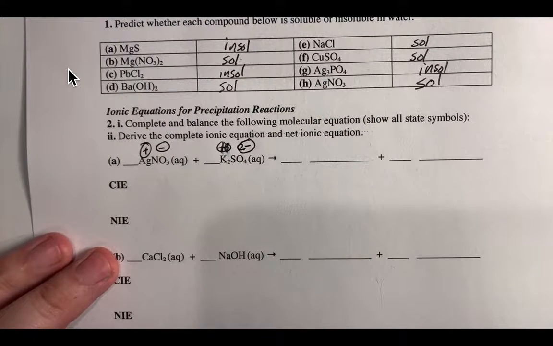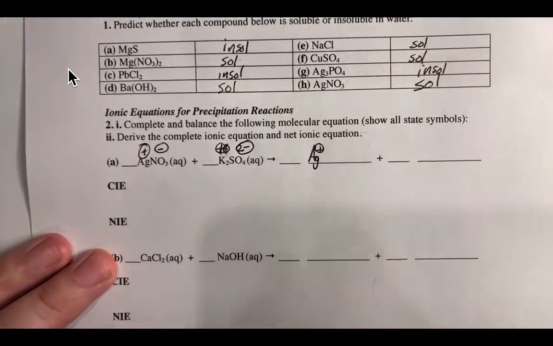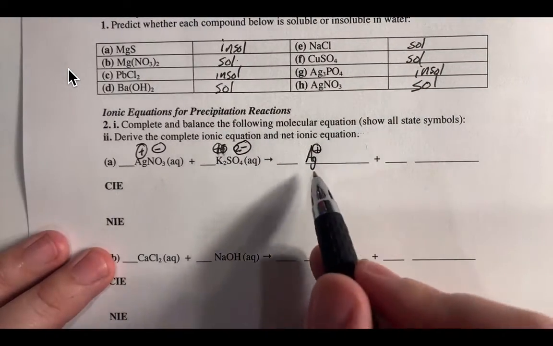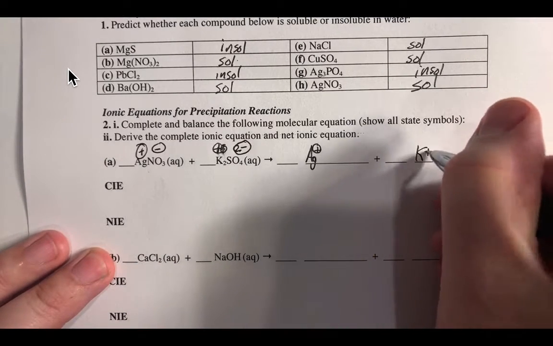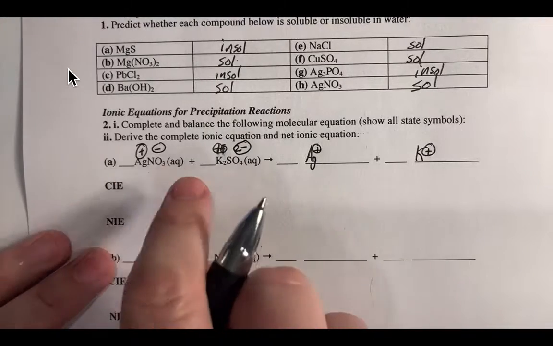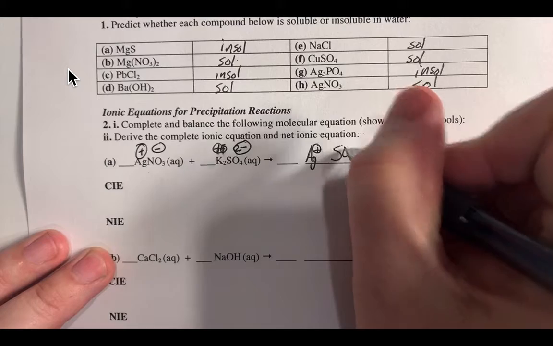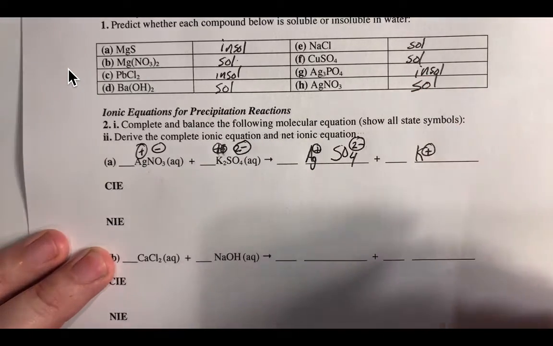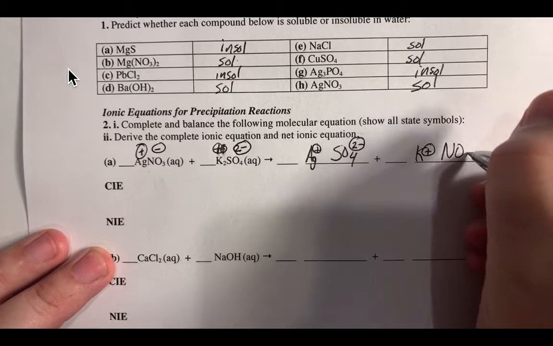And I want to know what those ions are because I'm going to switch them around now. So I put the silver first, and that's just a system that I like to do, is leave the metals alone. I put the silver first. I put the potassium second, and then they switch partners. So silver was with nitrate, silver now is with sulfate. Potassium was with sulfate, and now it's with nitrate.